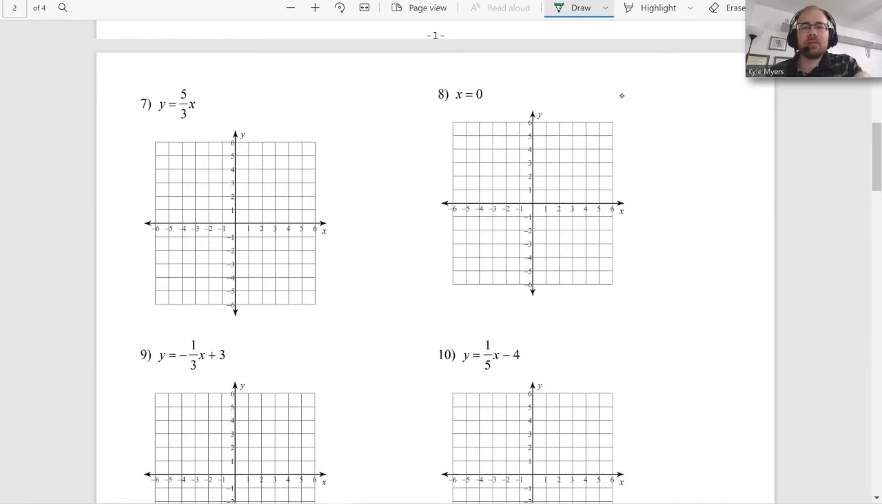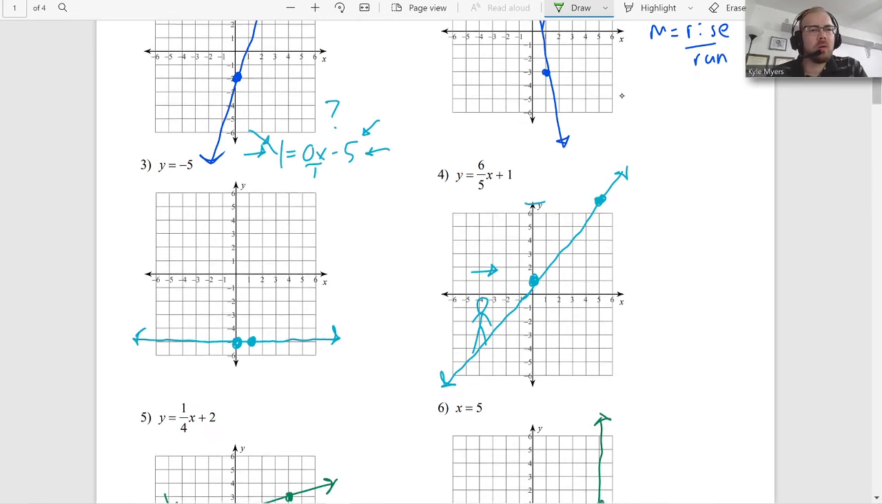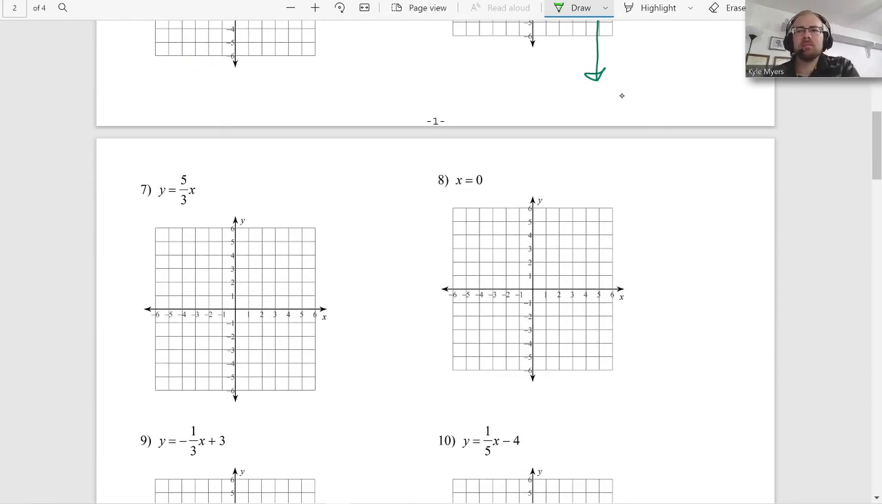All right, let's move down to number 7. This time we don't see a number. We don't see a number. So just like before, we didn't see an x, and we kind of just created one. Right, back on number 3 here, we just kind of created a 0x. Well, we can do the same thing here. If I add 0 to 5 over 3x, does that change anything? No, right? If I add nothing to something, I get the same something. So I can add 0, and that's fine.